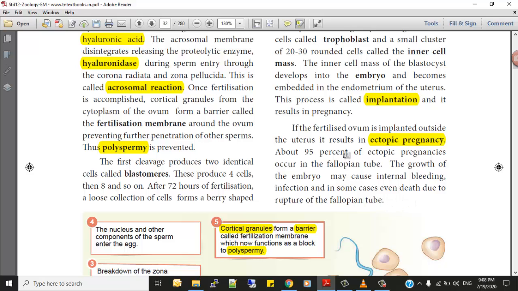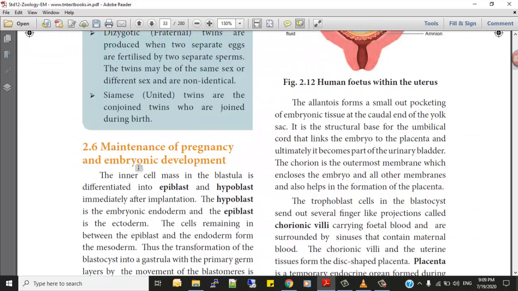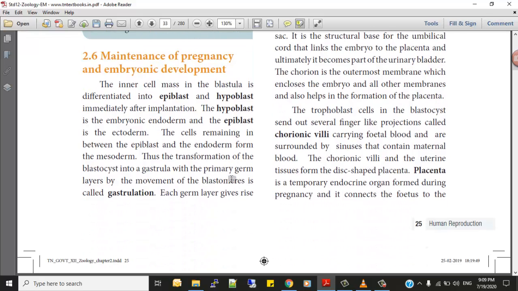So ectopic pregnancy is a very, very serious issue that we need to understand. Ectopic pregnancy is dangerous. And next session we will see the further developmental process, maintenance of pregnancy and embryonic development in the next class. Thank you and have a nice day.